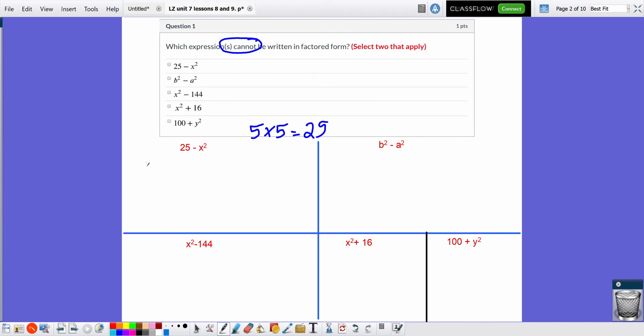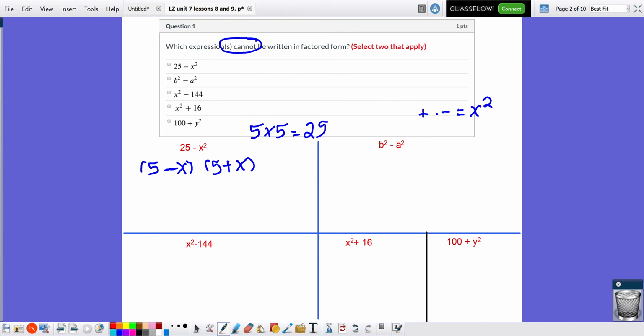So let's look at here. We need to have it as factor form. So for this one is a little bit different because x squared is negative. So I know that when I multiply positive x times negative x, it will give me negative x squared. So I know that one needs to be negative and one needs to be positive. And I know that 5 times 5 gives me 25.